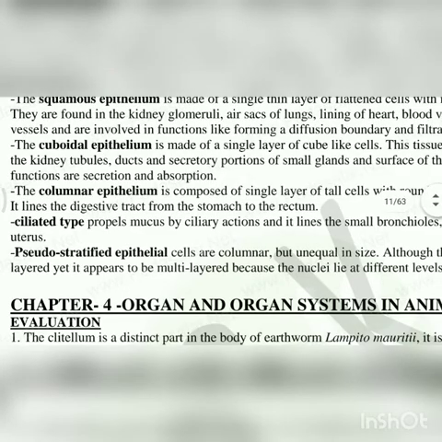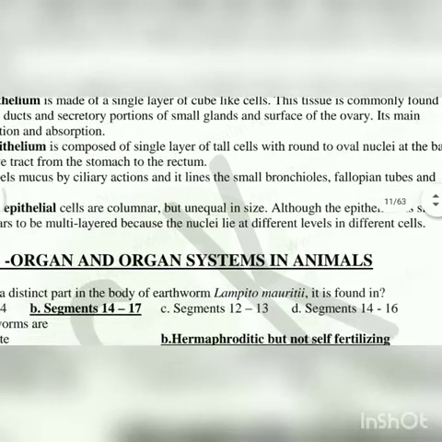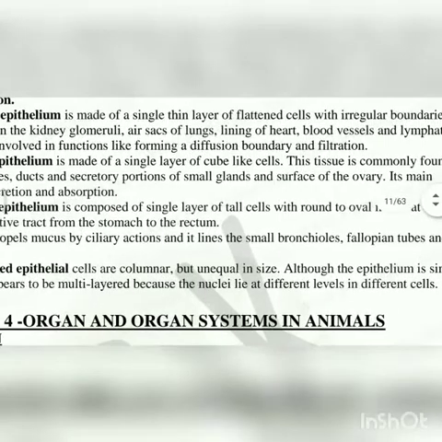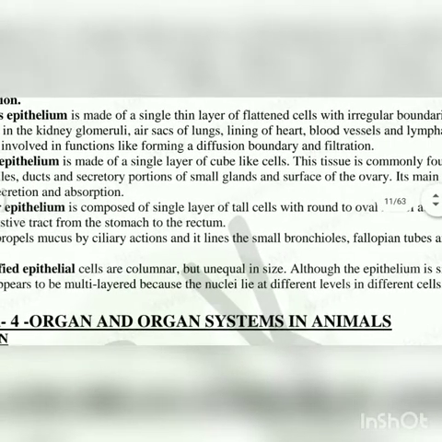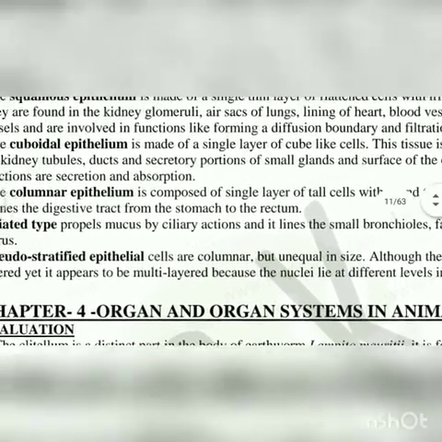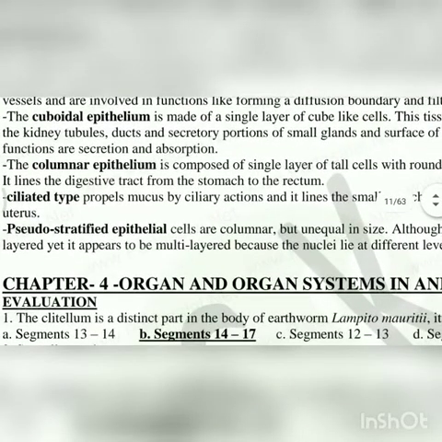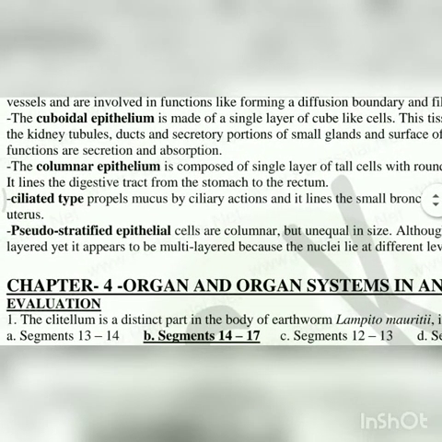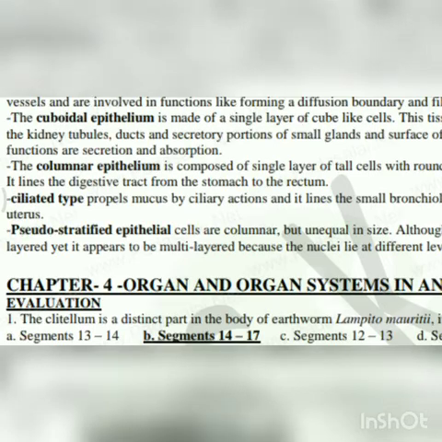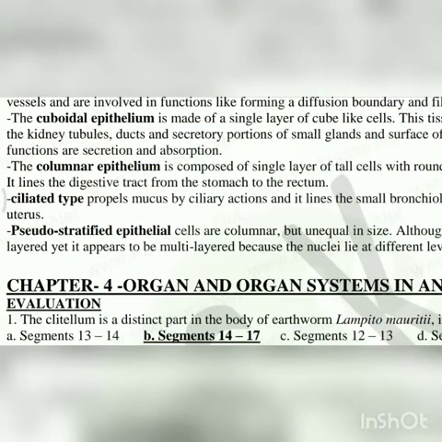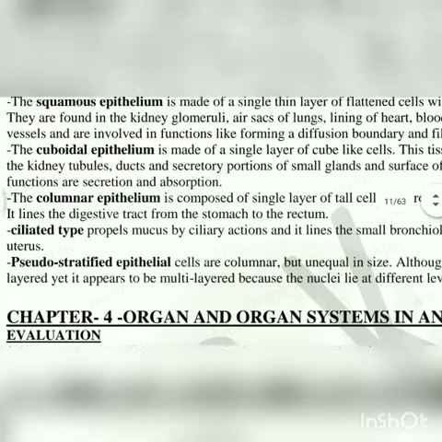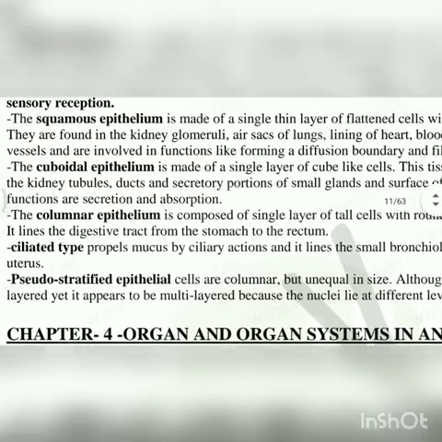Next one is cuboidal epithelium. It is a single layer of cube-like cells. This is commonly found in kidney tubules, ducts, secretory portion of the small glands and surface of the ovary. Its main functions are secretion and absorption. And third one is the columnar epithelium. Columnar epithelium is composed of a single layer of tall, column-like cells, with round to oval nuclei at the base. It lines the digestive tract from the stomach to the rectum.